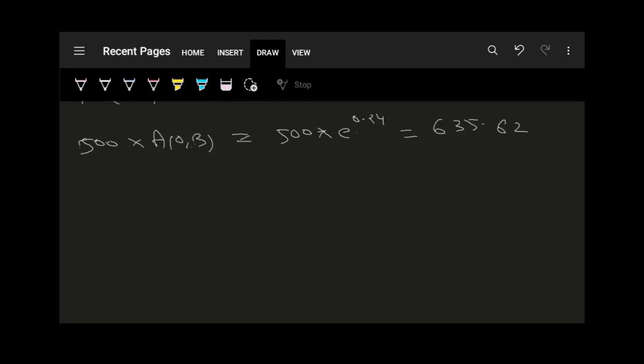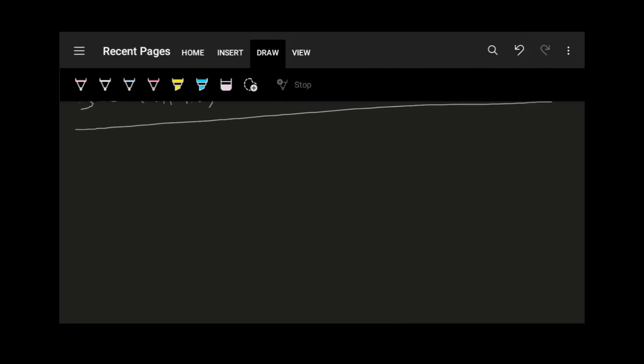In the second question, in this first question, you can also first calculate the effective rate I and then use A03. But why waste time in the exam? Always try to solve the problem with the shortest way possible.